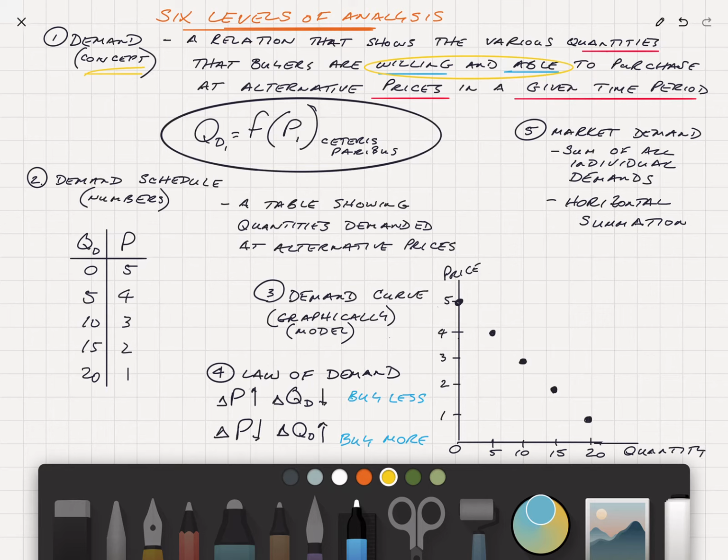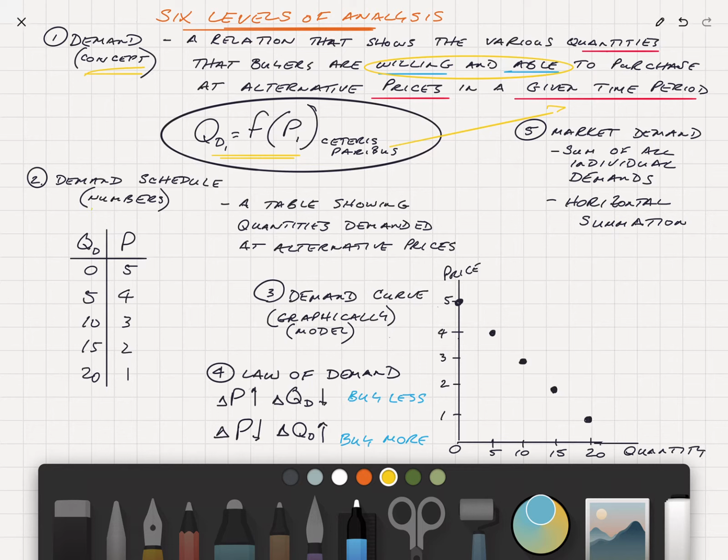I like my general functional form, so instead of trying to memorize this definition, just think of it this way. The quantity demanded for good one is a function of its own price, ceteris paribus. That ceteris paribus means in a given time period. It's called partial equilibrium analysis. You're looking at the market in a moment of time, describing that market, and then looking at it again to see what happens. So that's the first level of analysis.